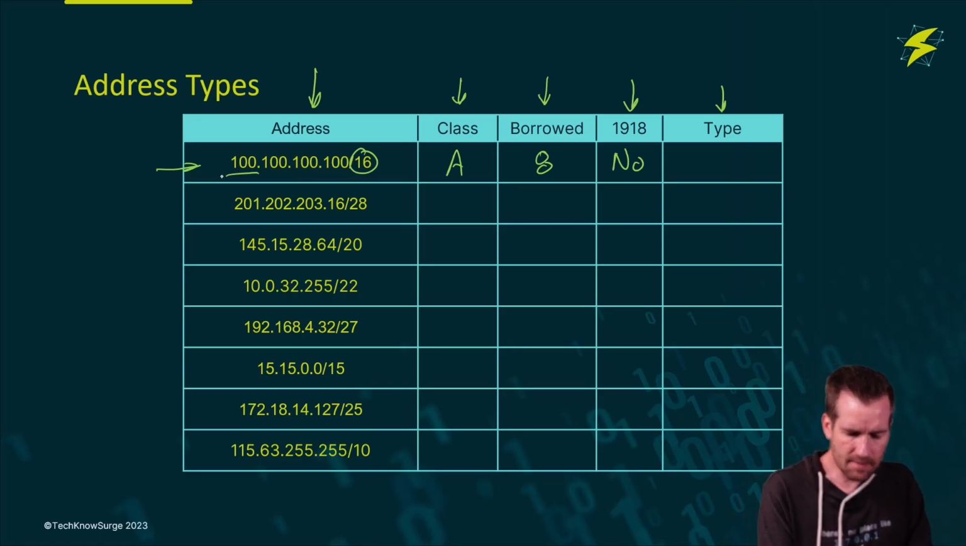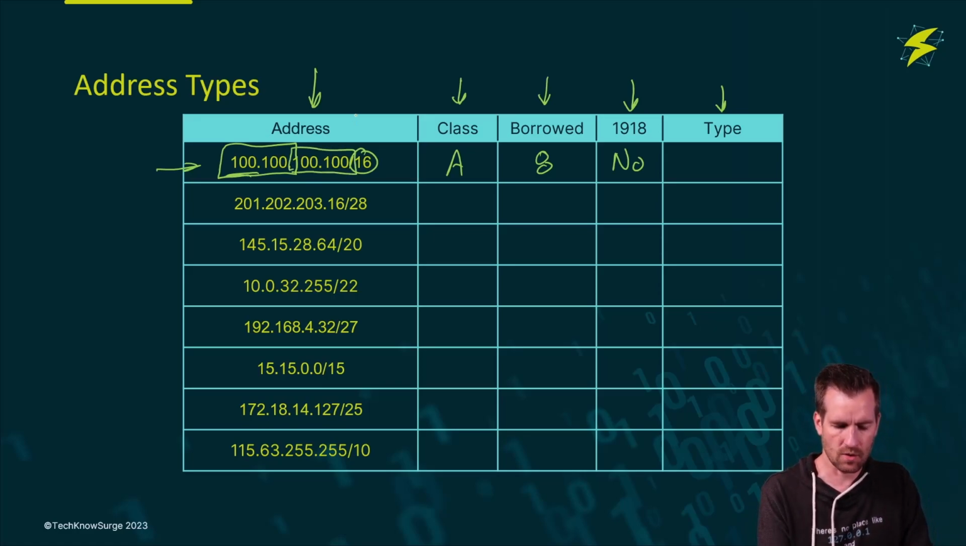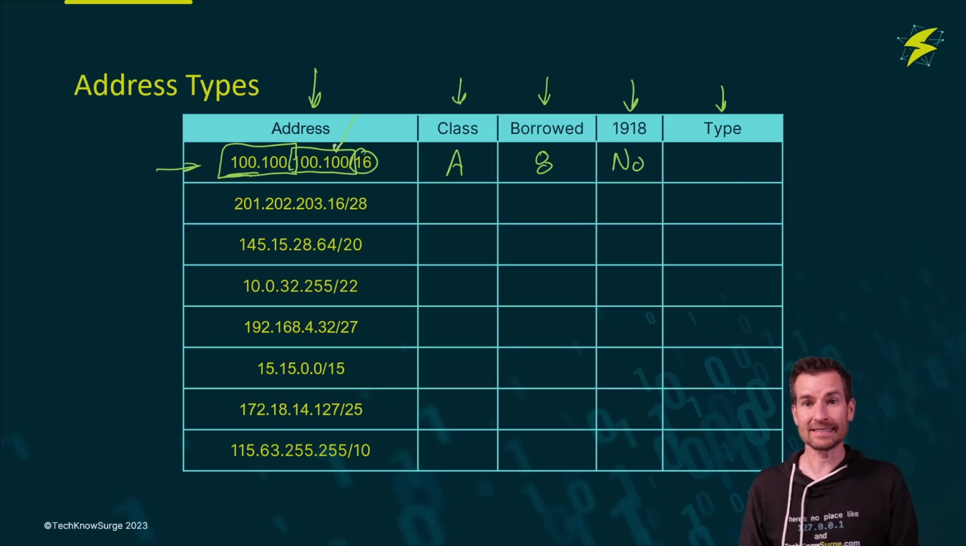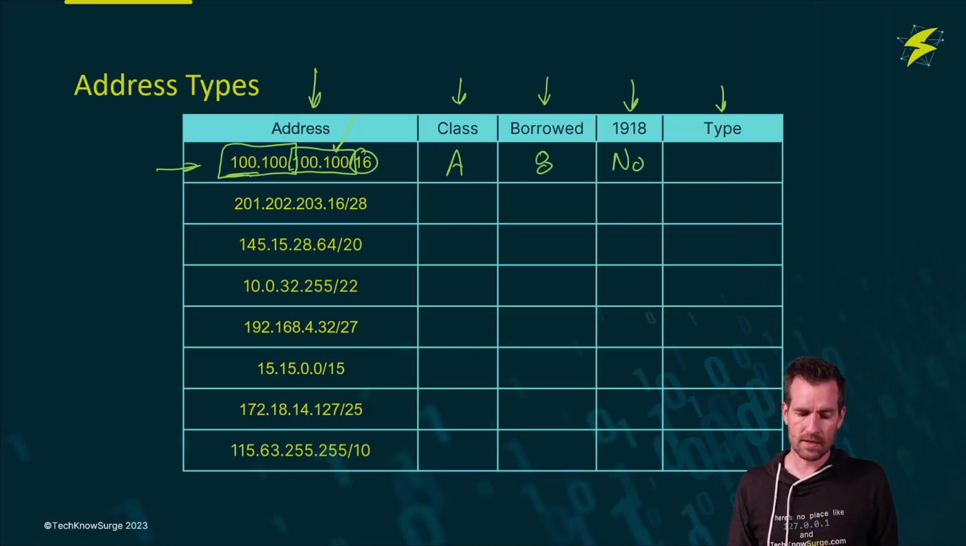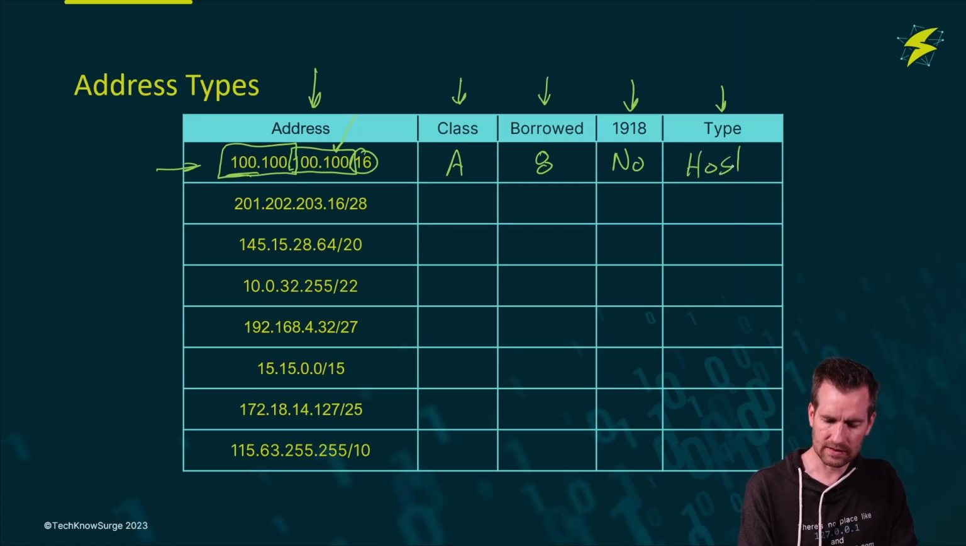If 16 bits is the network portion, then this last part is the host portion. So we're going to take a look at the host portion. Is it the first address of the range, which would be 0.0? No, it's not, that's the network address. Is it the last address in the range, which would be 255.255, the broadcast address? No, it's not. So this is going to be a host. All right, let's take a look at the next one.